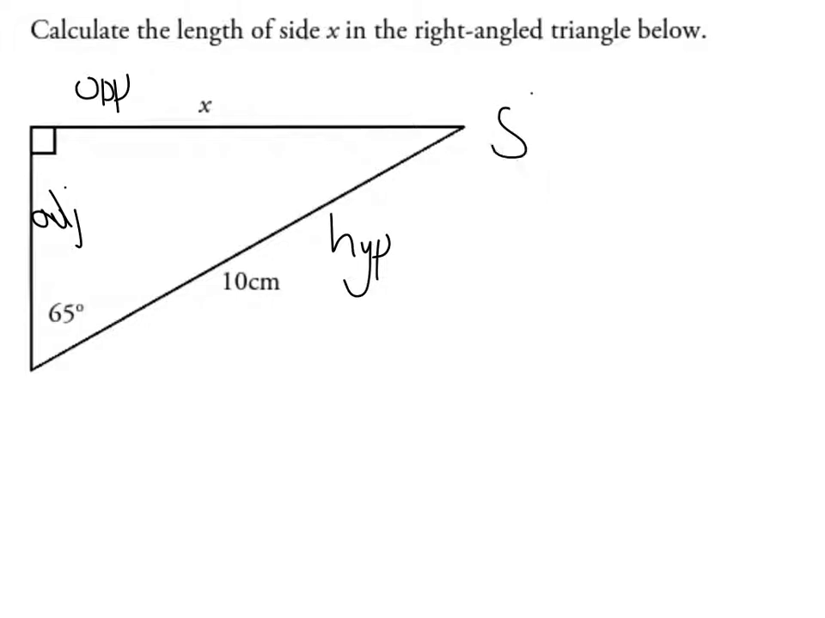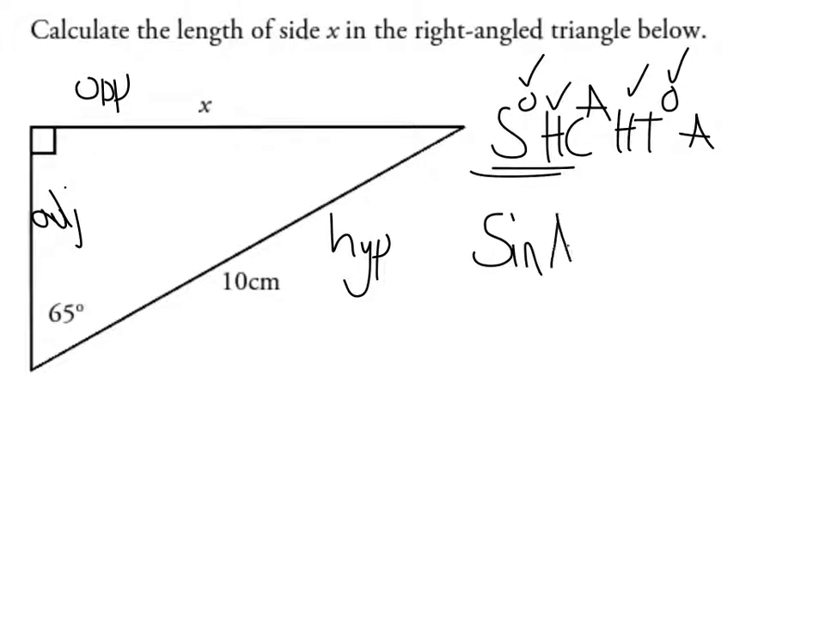I then write out SOH CAH TOA. Tick the ones I know. So I know the opposite and the hypotenuse, so that's the O and the H. I then pick the one where I have two ticks together, that's the SOH. And remember, you can always use your formula list at the front of the paper: sine is opposite over hypotenuse.